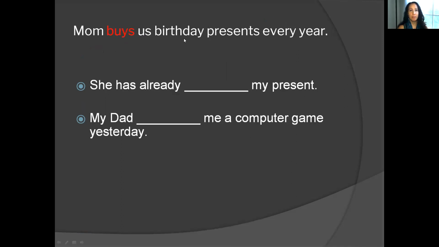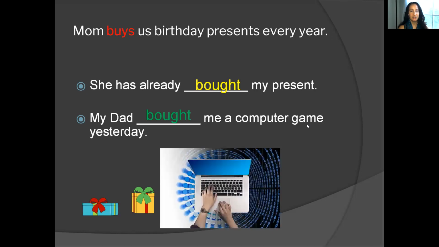Mom buys us birthday presents every year. She has already blank my present. She has already bought my presents. My dad blanked me a computer game yesterday. My dad bought me a computer game yesterday. That wasn't too hard, was it? Has bought, dad bought.